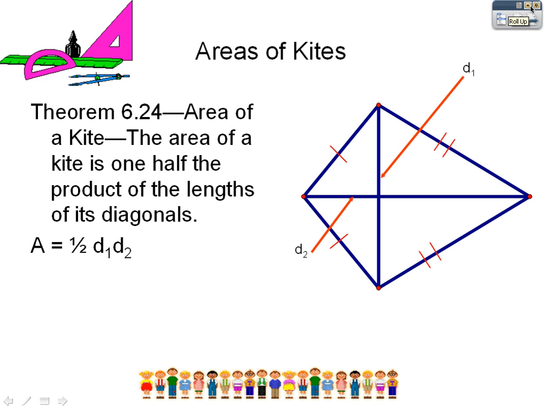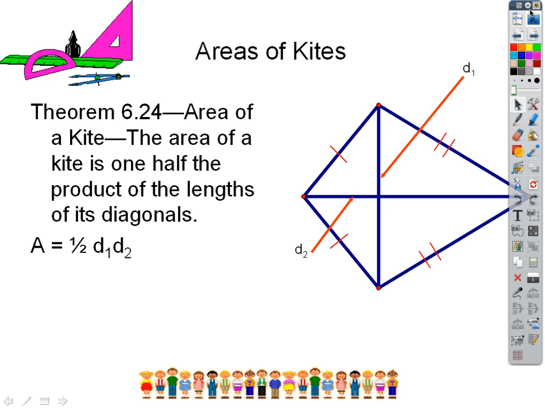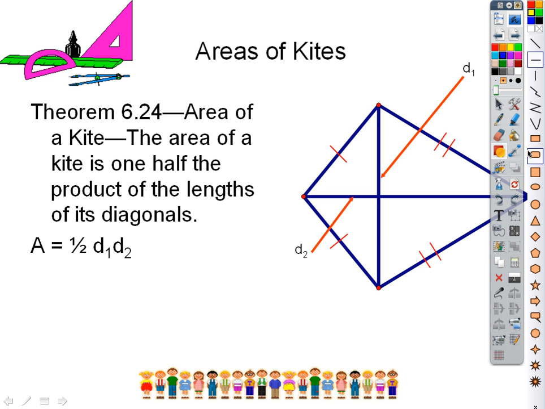Okay, what about kites? We have a formula for kites and rhombuses. They share the same area formula. The area of a kite or a rhombus is just equal to 1/2 the product of the diagonals. Let's draw those diagonals in so we can see them a little better. So here's one of our diagonals, right there. And here's the other.